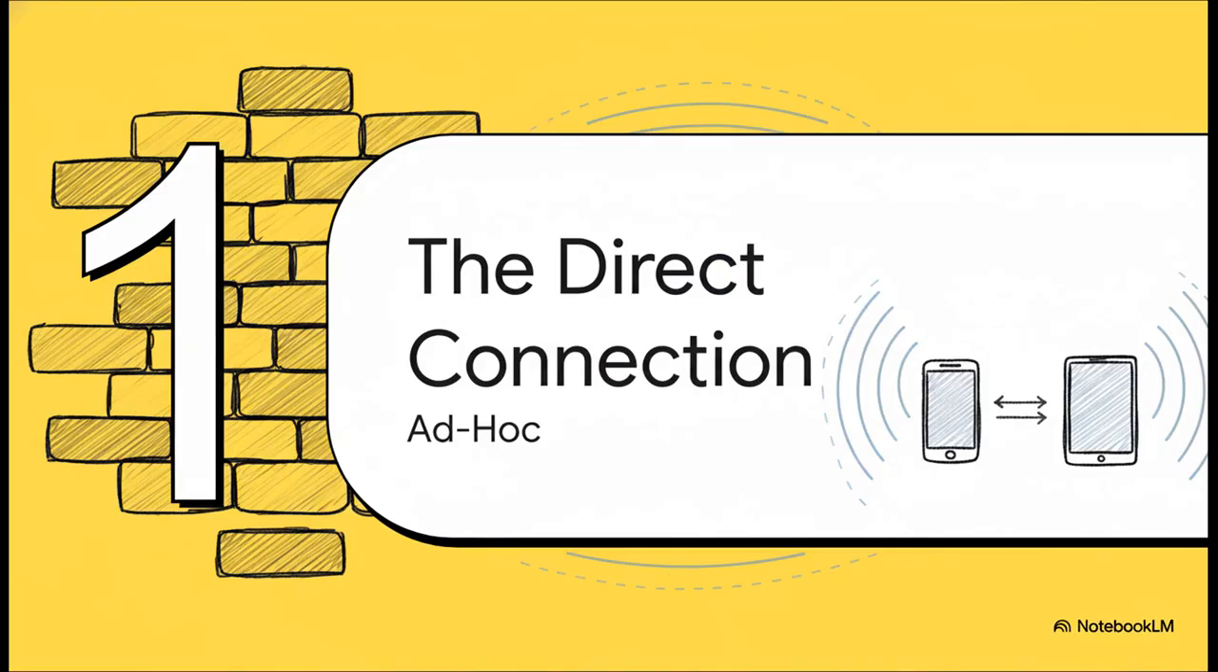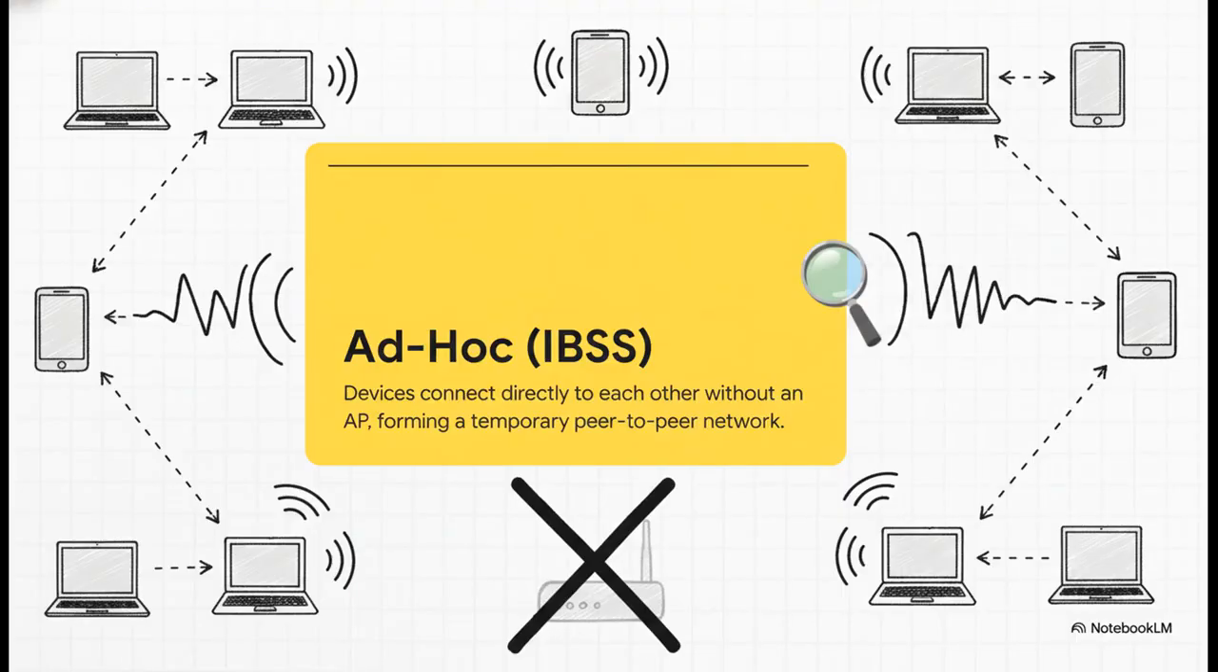Okay, so let's start at the very beginning with the absolute simplest connection you can possibly make. We're talking no routers, no internet, just two devices talking directly to each other. This is our first building block. This is what we call an ad hoc network. The technical term is an independent basic service set, or IBSS for short.